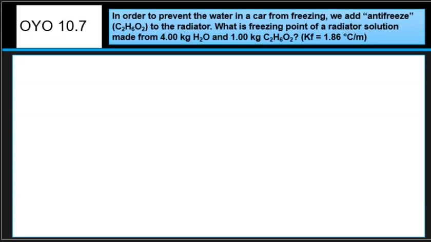All right, in order to prevent the water in a car from freezing, this is real practical right here, we add antifreeze. It's C2H6O2. That sounds like a non-ionic thing right there, right? That sounds like it must be a polar covalent. To the radiator. What is the freezing point of a radiator solution made from 4.00 kilograms of water and 1.00 kilograms of the antifreeze? That's C2H6O2. And we're given our Kf right there as 1.86. All right, so where do we start?